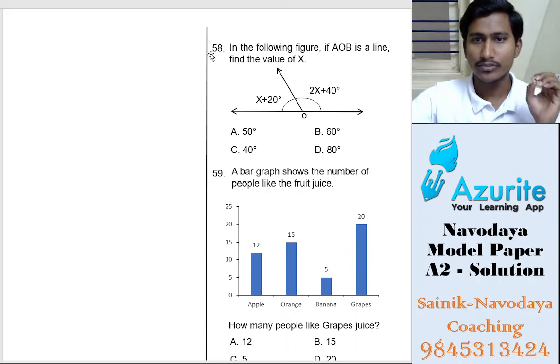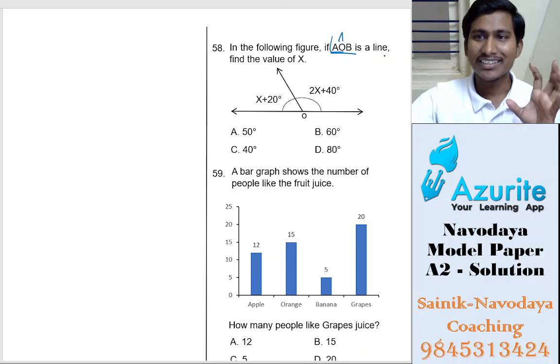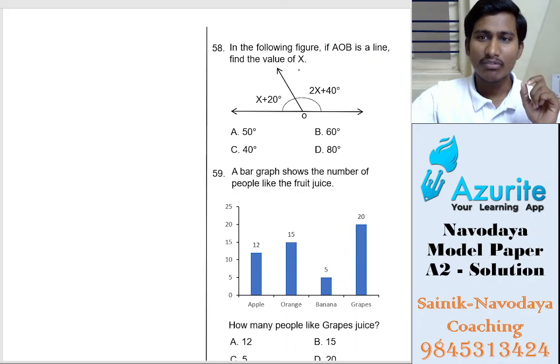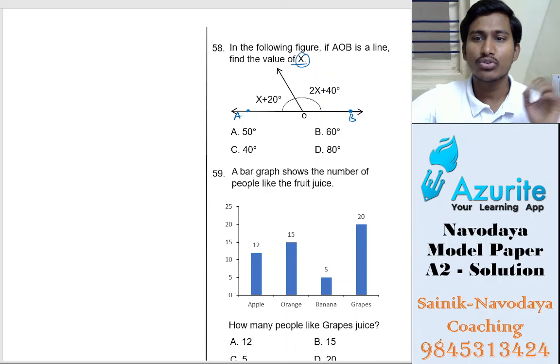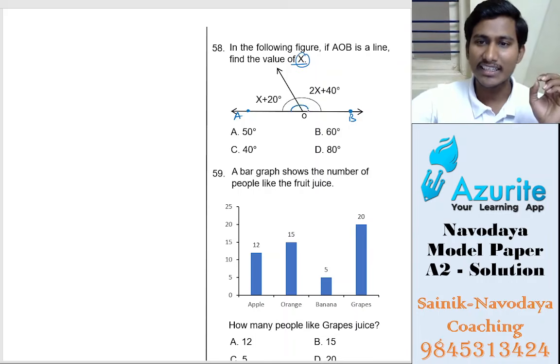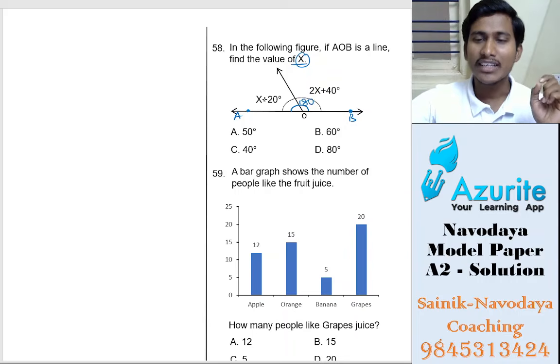So now question 58. In the following figure, AOB angle, the middle one will be the angle. AOB is a line, and we have to find the value of x. AOB is a straight line, and a straight line angle will be 180 degrees. So 180 is this one and this one, so we have to add them.